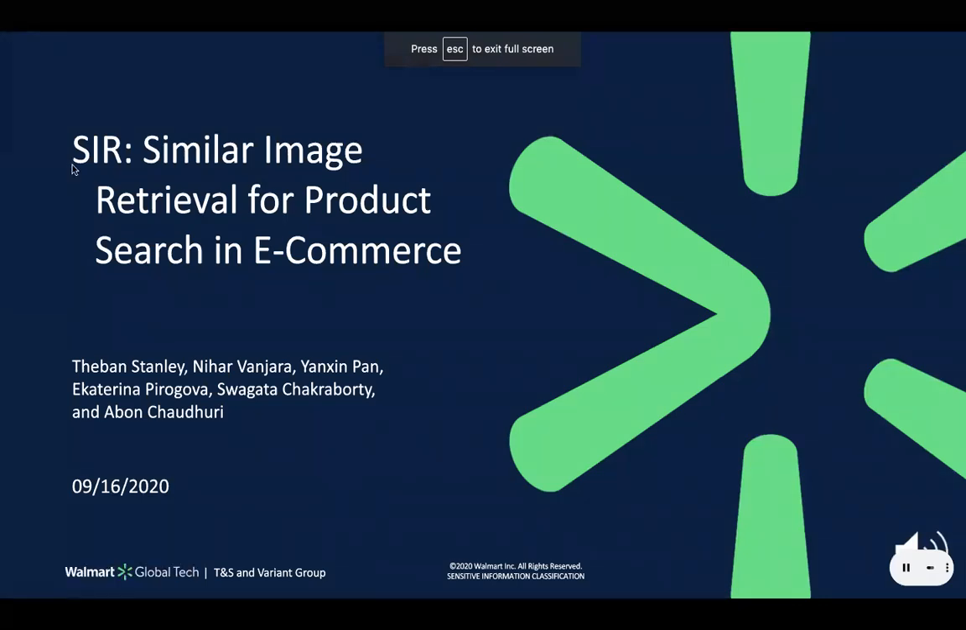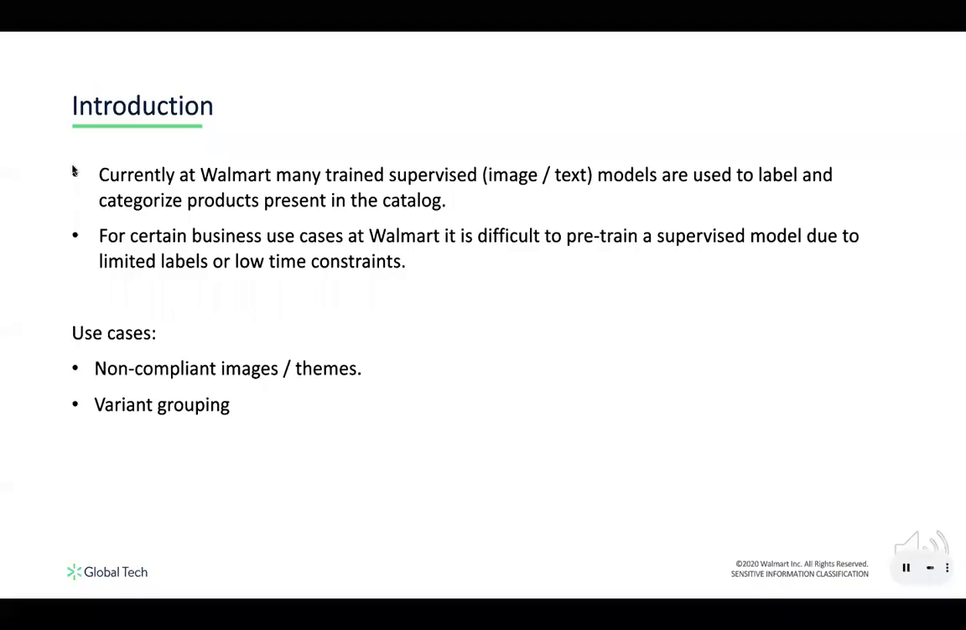Hello everyone. I will be presenting some of the content-based image retrieval techniques used at Walmart to search for similar products in our product catalog. Many of the data scientists on the Walmart catalog team train image and text-based models to classify products present in the catalog. For certain business use cases at Walmart, it is difficult to pre-train models due to limited data or bounded time constraints. Detecting non-compliant themes is one such use case.